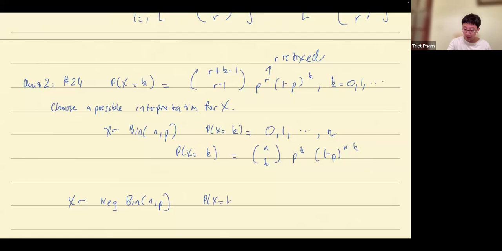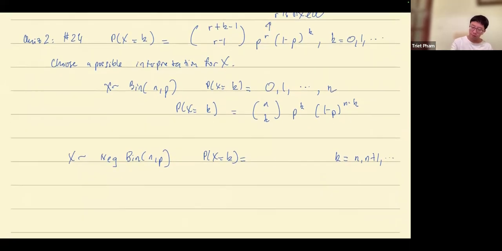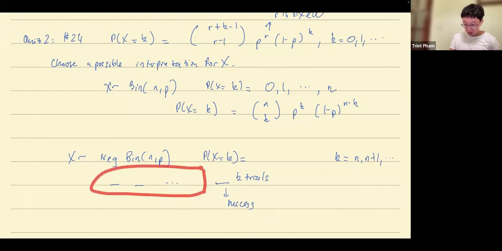And so what's the probability of x equals k for a negative binomial? And what values can k take? n, n plus 1, etc. There's no upper cap. But what's the probability of x equals k? So out of k trials, what do you know? The last one must be a success, because that's how many trials you need to get to so many successes. Then that means that among the first k minus 1 trials, there must be n minus 1 successes.